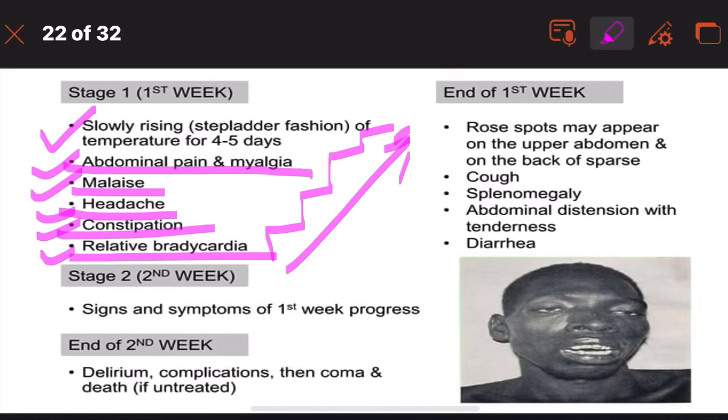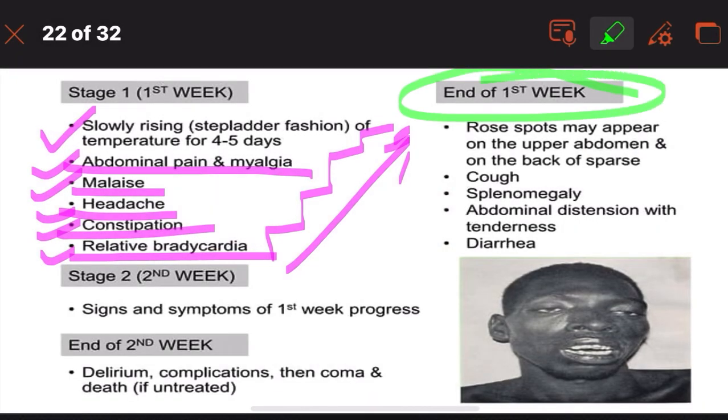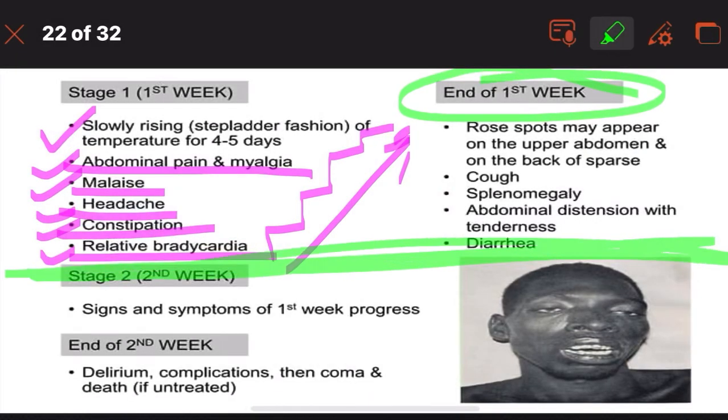I'm so sorry. We have to also study the end of the first week. Let's not go to stage 2. First, let's complete stage 1, the end of the first week, and then go to stage 2. At the end of the first week, the rose spots may appear on the upper abdomen and on the back. So we see that the rose spots are seen here.